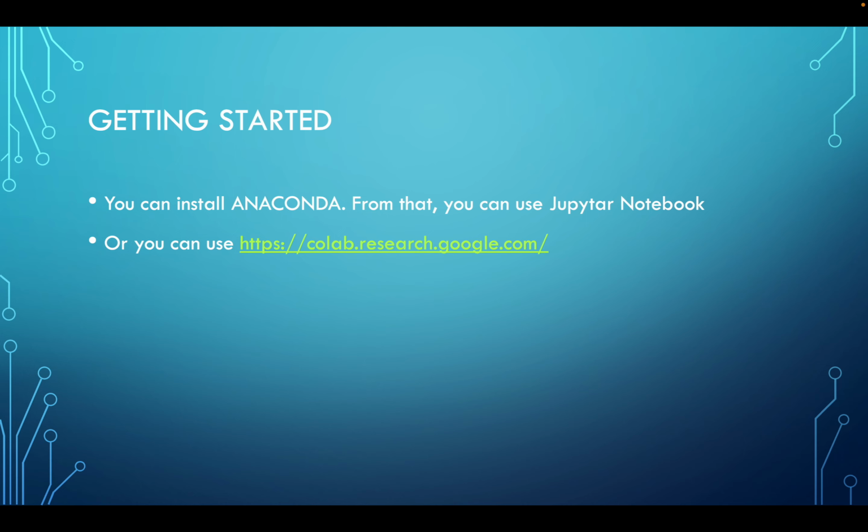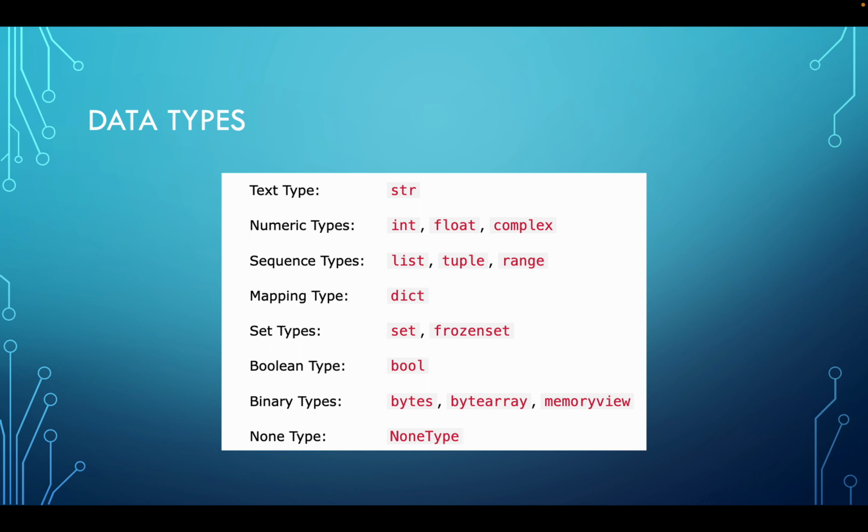So, I'm mainly going to work on Anaconda in Jupyter Notebook to write my codes and to learn how to do coding with Python. Or else you can also use Google Colab. That is an online notebook. You can use that to run your code as well. So first we are going to learn different data types of Python, like string, integer, float, complex, list, tuples, range.